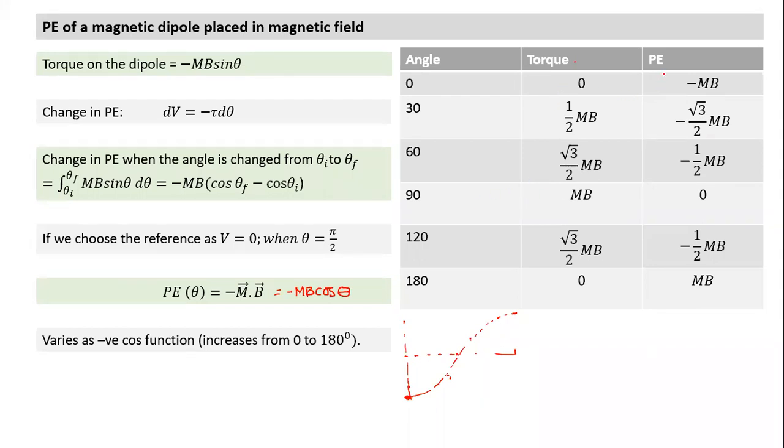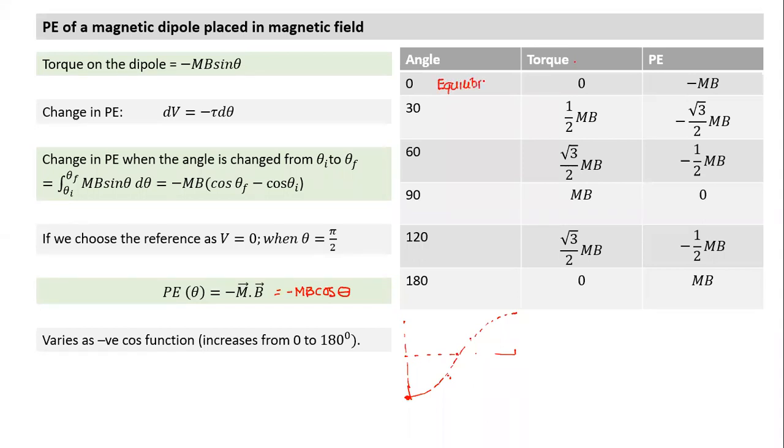So what happens in case of potential energy? By the time we have rotated it by 90 degree, from minus mb it has become 0, and so on and so forth. Okay, so if we have to calculate the change in potential energy if the dipole is rotated by 90 degree from the initial position of equilibrium, this is the initial position, this is the position of equilibrium, so here the torque is 0.